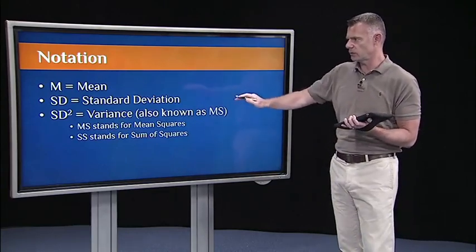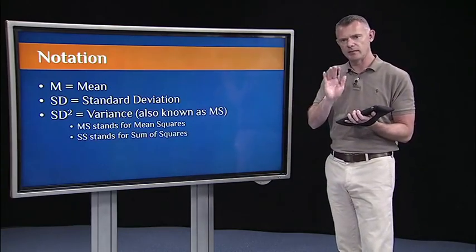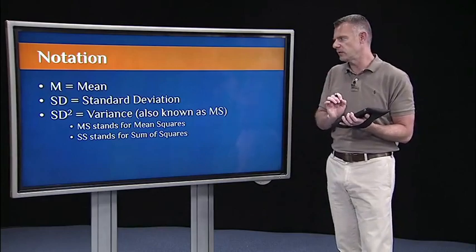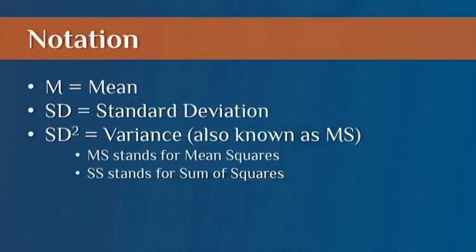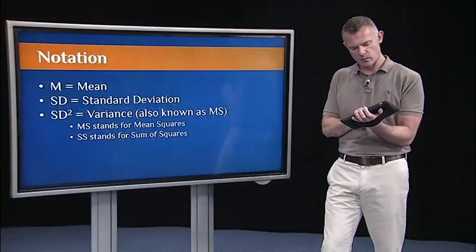Before I do that, I just want to point out some notation. Again, I'm going to use M for mean, SD for standard deviation, SD squared for variance. That's also known as mean squares, for the mean sum of squares or mean squared deviations. So mean squares, sums of squares, these are important definitions to know going forward.